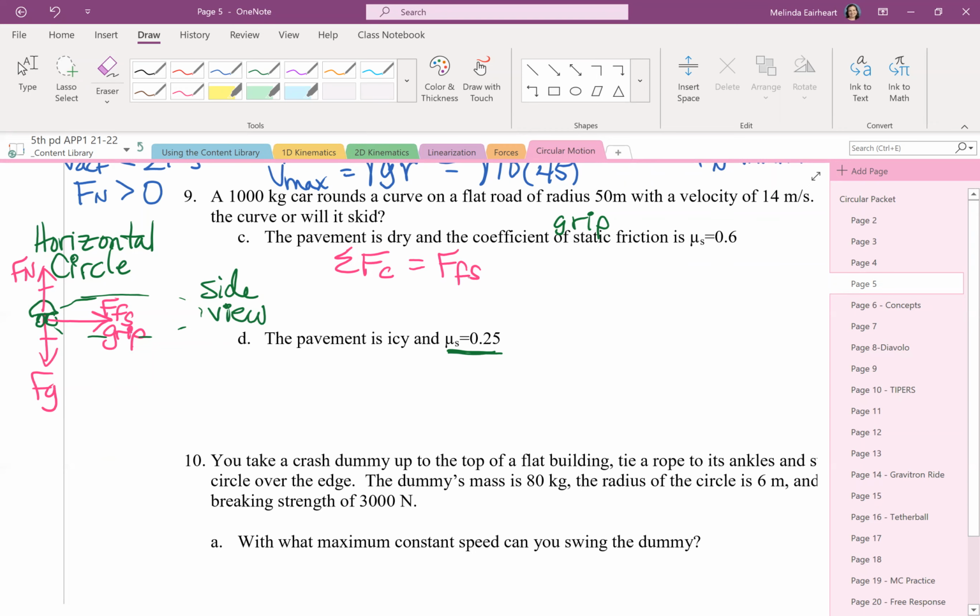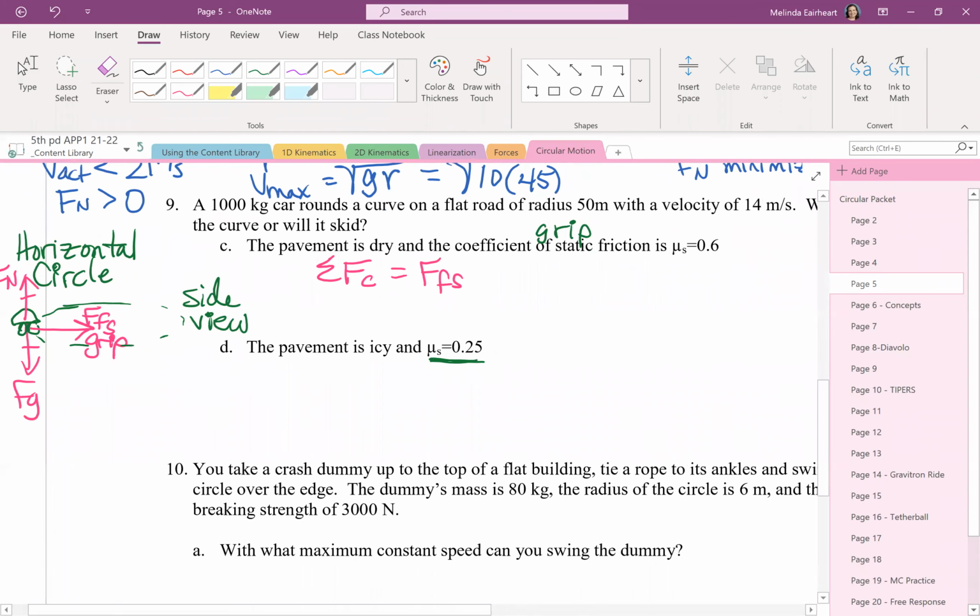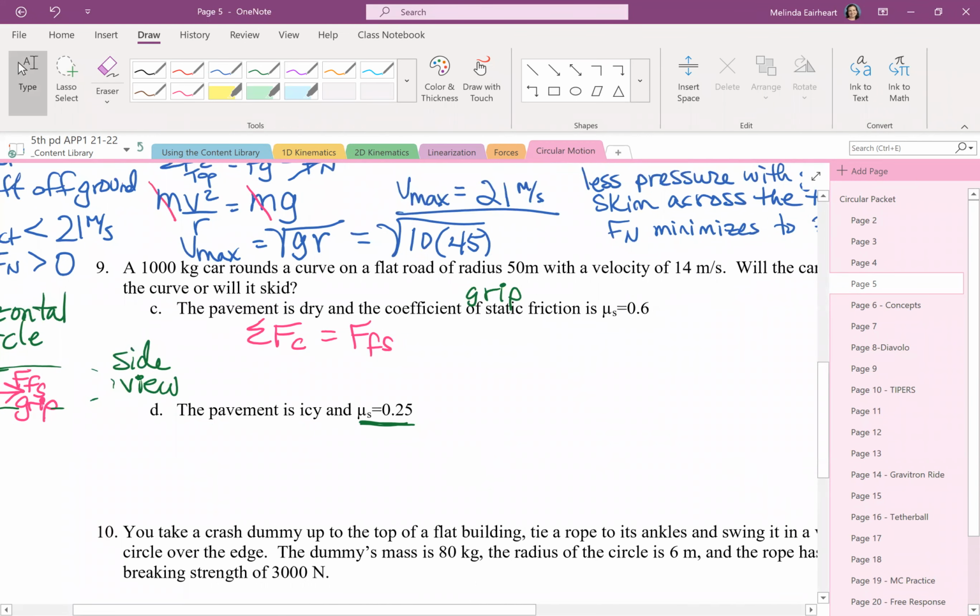Wait, what do we solve for? How do I make it on the curve? There's not a yes or no answer in an FNet statement. So what do y'all think we should solve for? How do you know if this car on this road traveling at that speed is going to make the circle?